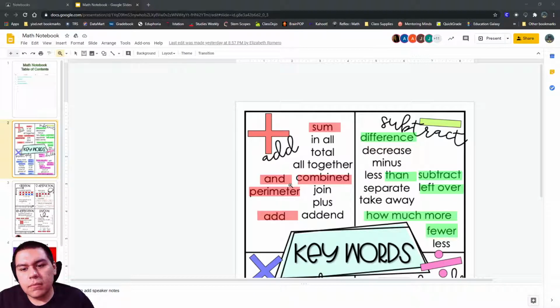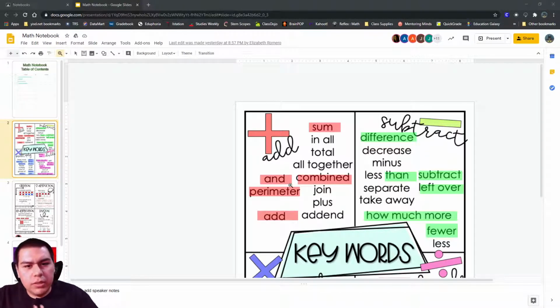Mine is, what's the perimeter of the painting? Ooh, I like it. What's the perimeter of the painting? You'd have to look at all the sides and you'd have to use addition to put them all together. That's a good one. Thank you.